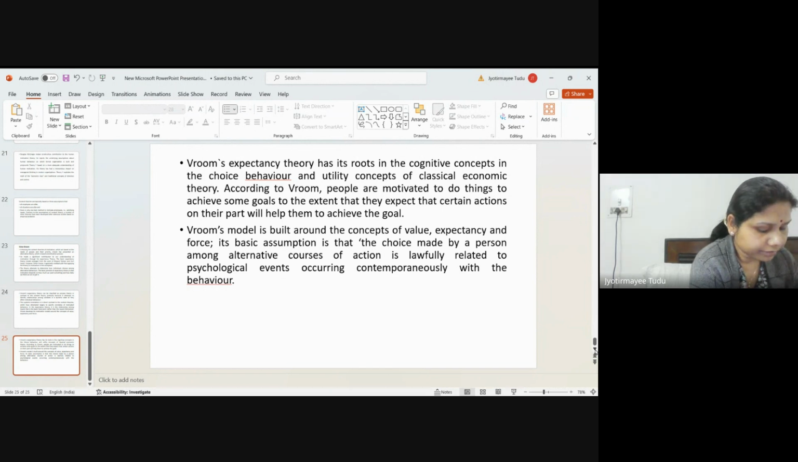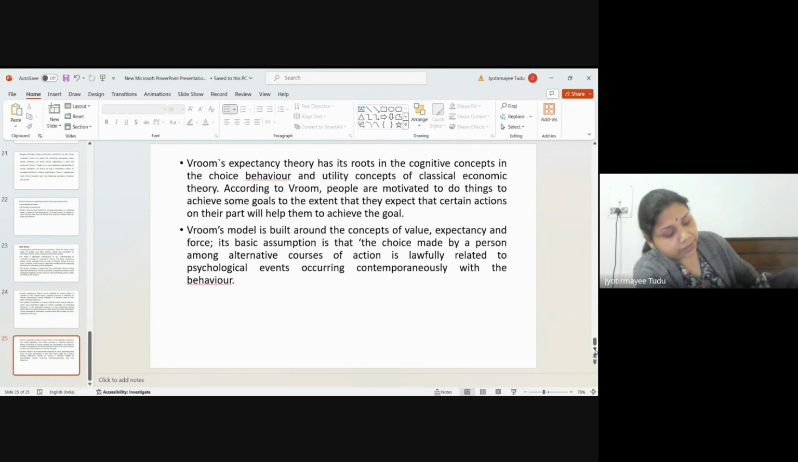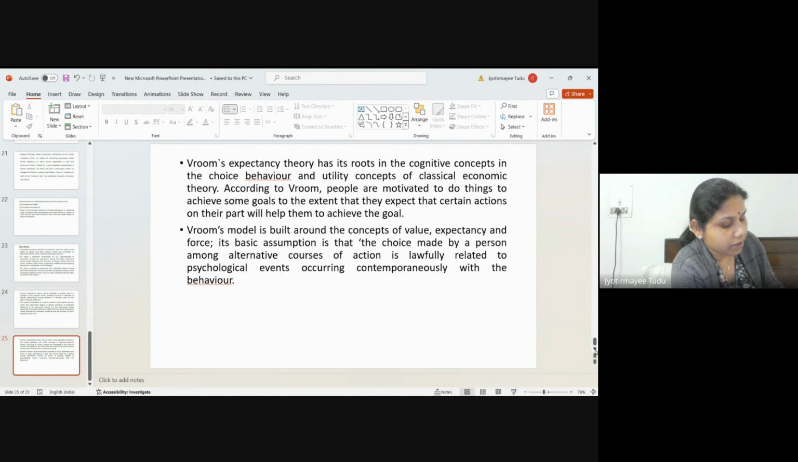Then the assessment-reward relationship. It talks about the extent to which workers believe that getting a good performance appraisal results in organizational rewards. So how can organizational rewards be determined? Organizational rewards essentially need to be determined on the basis of the performance appraisal of the concerned employee.